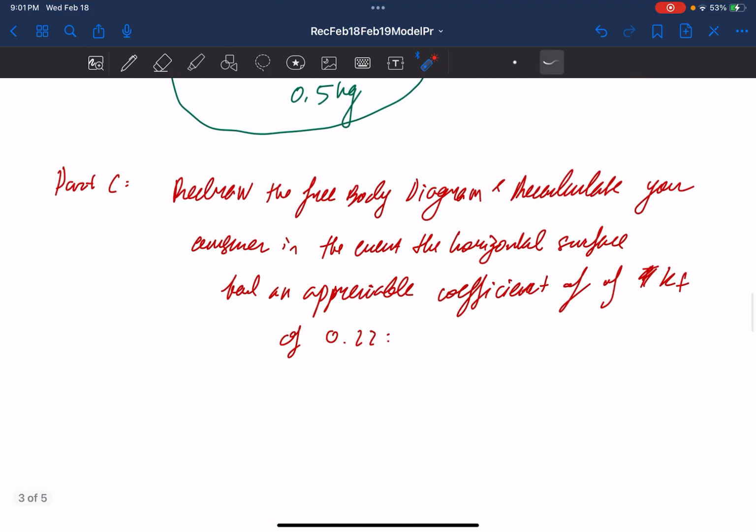Part B of the problem asks us to redraw the free body diagram and recalculate your answers in the event that the horizontal surface had an appreciable coefficient of kinetic friction of 0.22.